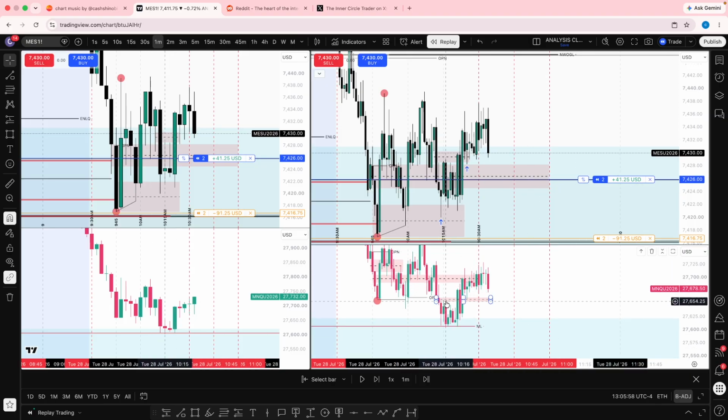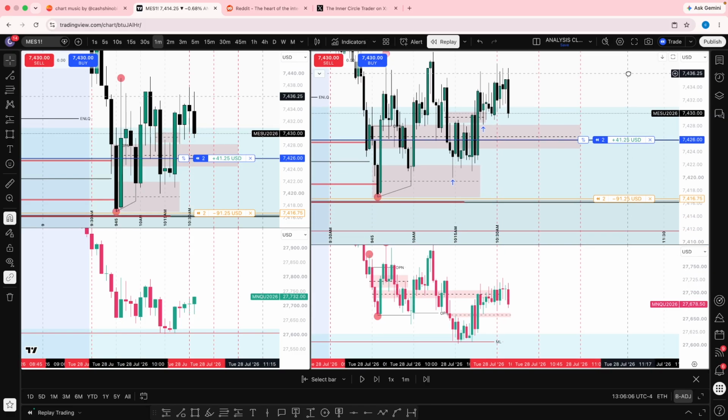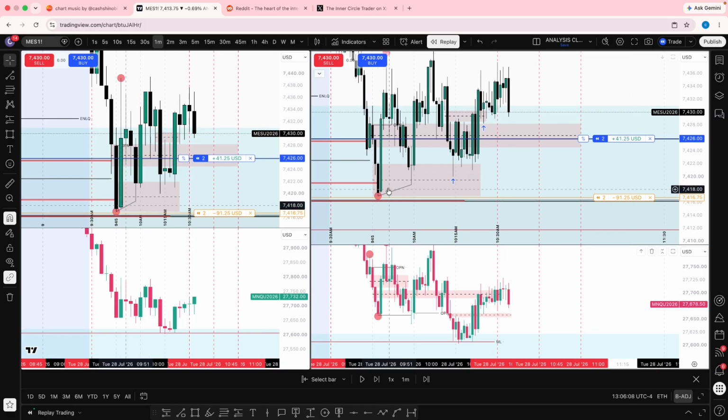So here we have a change in state of delivery. We got SMT across here. If you look closely, you'll see the SMT. Look at this low, look at this low. If we drag this out to here, you see SMT forming right there. Drag this to here, SMT forming right here.